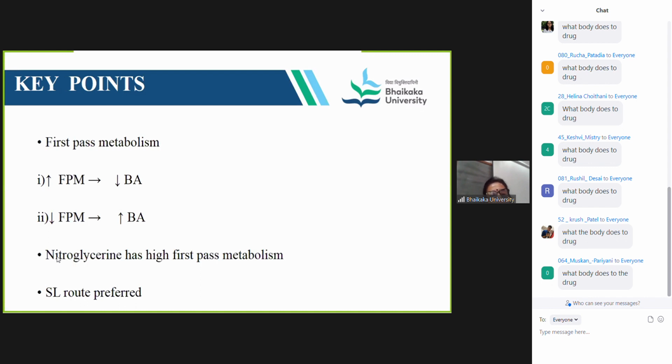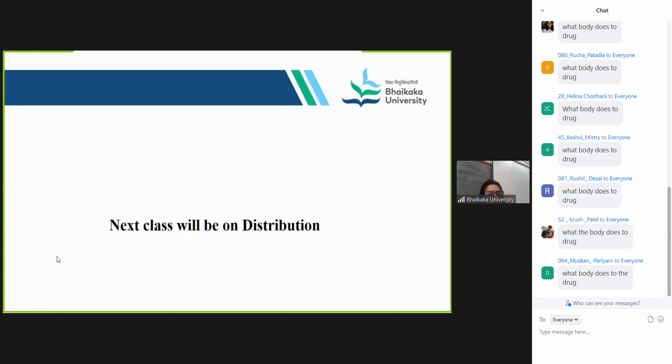One example is nitroglycerin, which follows this process, where you have to change the route of drug administration. Nitroglycerin can be given via the sublingual route. So these are the key points of the absorption factors and some relevant points. The next class will be the second process, and there also I am going to discuss important factors.